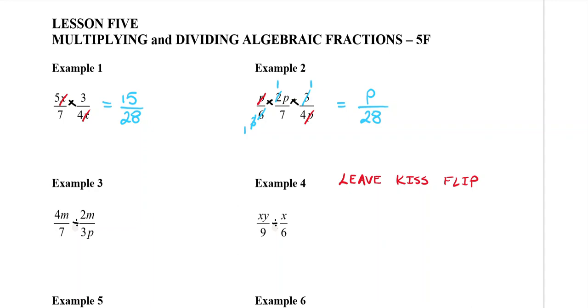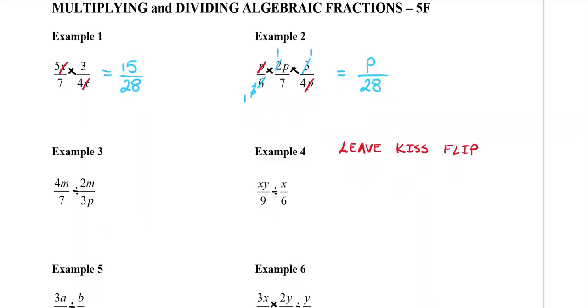So we actually turn division questions into multiplication questions by leaving the first fraction. Leaving means writing it down exactly the same. Kiss means you take your divide sign and you turn it into a times sign, which looks like a kiss on a love letter kind of thing. And then flip means you turn the second fraction upside down to be 3p on the top and 2m on the bottom. So leave, kiss, flip is a way to remember it. The flip is technically called a reciprocal. So turning a fraction upside down like that is called taking the reciprocal, but that's a much bigger word to remember.